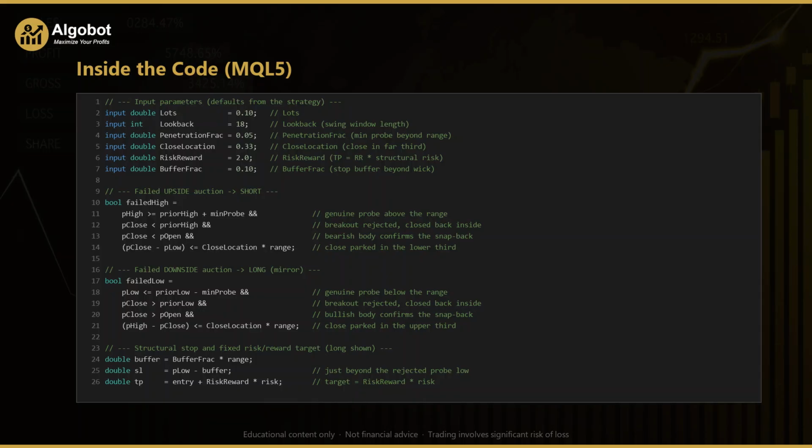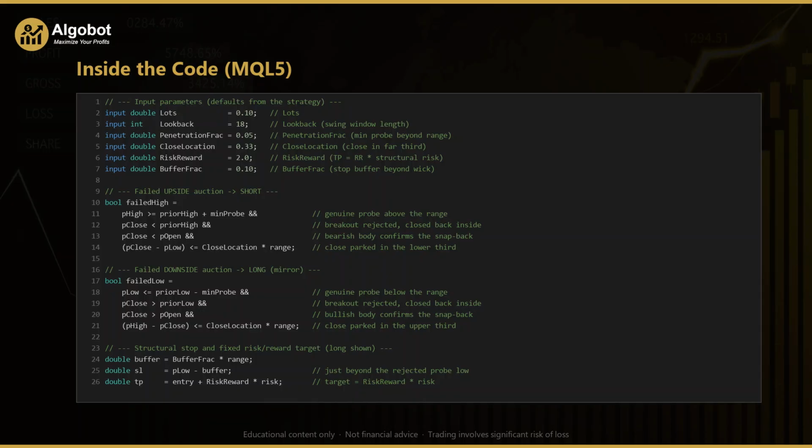Now the signal logic. The variable named failed high describes the short setup. Reading line by line, the candle's high must exceed the prior high by at least the minimum probe, the close must fall back below that prior high, the body must be bearish, and the close must sit in the lower third of the range. Every condition must be true at once. The failed low variable is the exact mirror for the long setup at the bottom of the range.